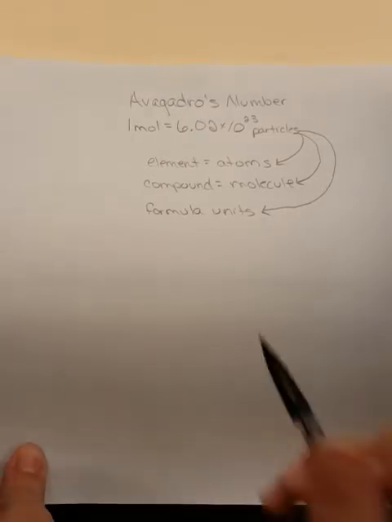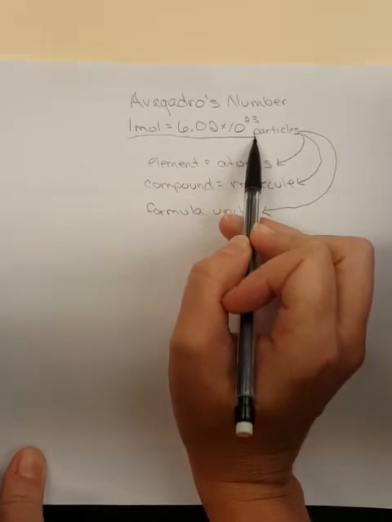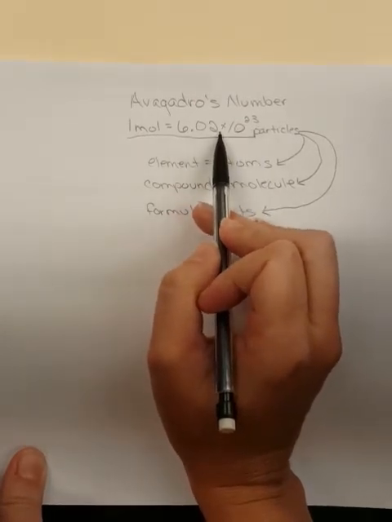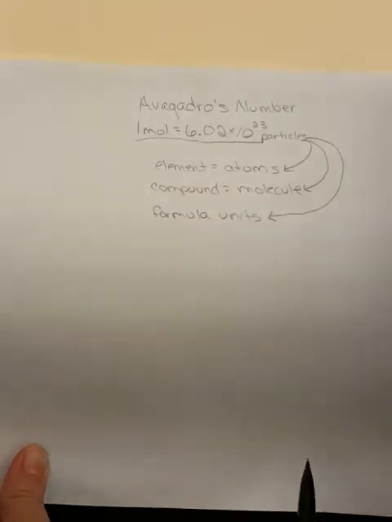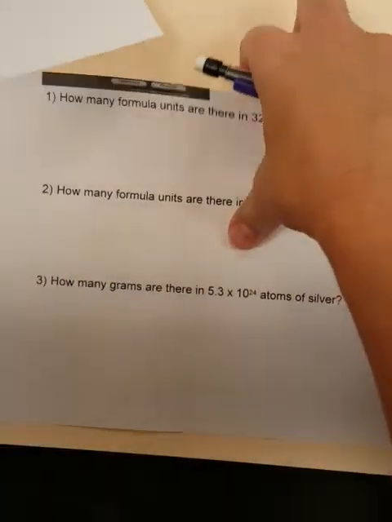All right, so this is what you need to have memorized. 1 mole equals 6.02 times 10 to the 23rd. Your book carries it further out to the decimal. All you need to worry about is 6.02 times 10 to the 23rd. All right, so now let's look at a couple of problems.